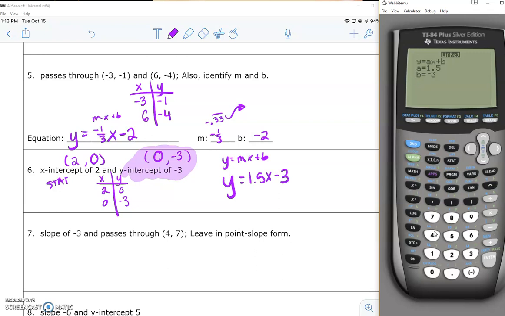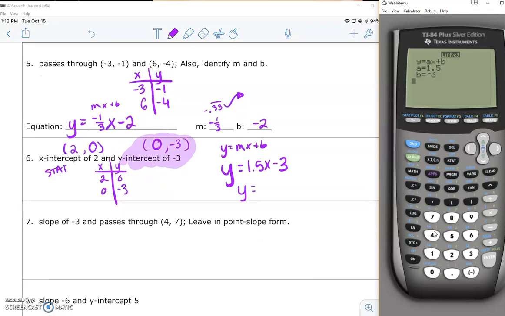minus 3. Now you might see this slope as a fraction, so we need to know how to go both ways. So I'm going to type in 1.5, math, enter, turns it into a fraction. Y is 3/2 x minus 3.